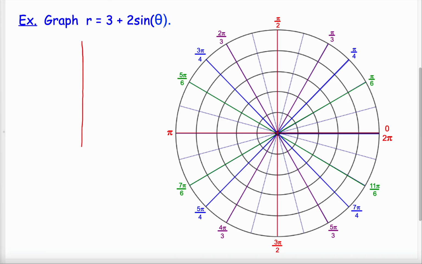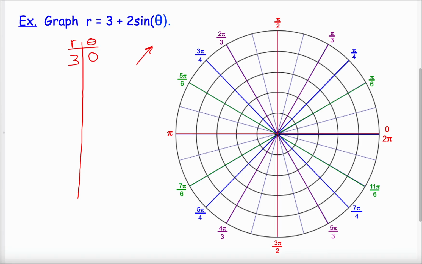So we're going to make a t-table. We're going to label it r and theta. And now let's pick an angle. We might as well start at 0. Seems logical. If I take 0 and plug it in here, what's the sine of 0? That's 0, times 2 is 0. 3 plus 0 is 3. Now we want to pick another angle. You can either do all the ordered pairs and then plot them, or you can plot them as you go. So at 0 radians, r is equal to 3. So let me plot that point way over there.